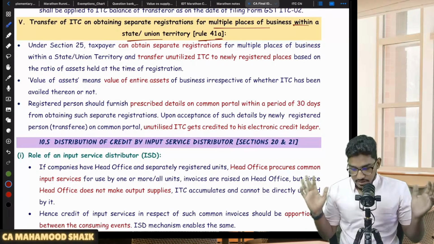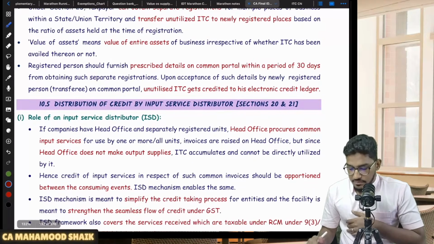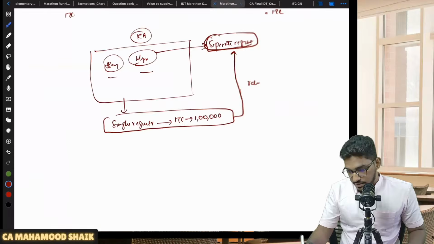So with this, we are done with this topic also. Now we'll quickly cover distribution of credit by input service distributor. Sir, what is this concept of ISD? We will try to quickly cover it.